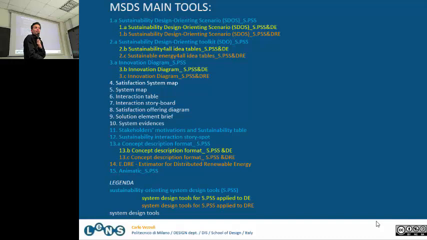Then we are now developing, and we have been working hard these days, to have some of those tools ready for you to start a design exercise. Some of those are related to distributed economy, so they are SPSS applied to distributed economy, and they are in yellow. Distributed renewable energy is one of the distributed economy typologies. Remember, we could have distributed production of products, like 3D printing, of information, of software, like Linux, and so on.